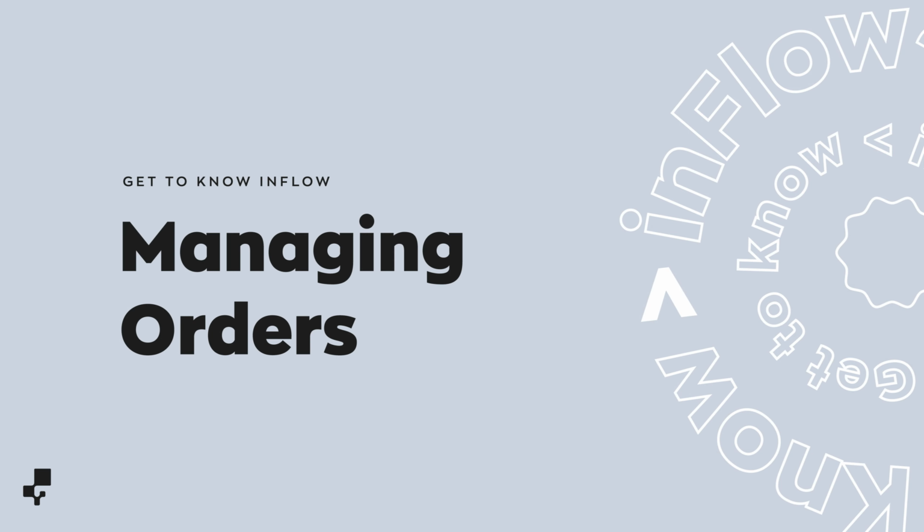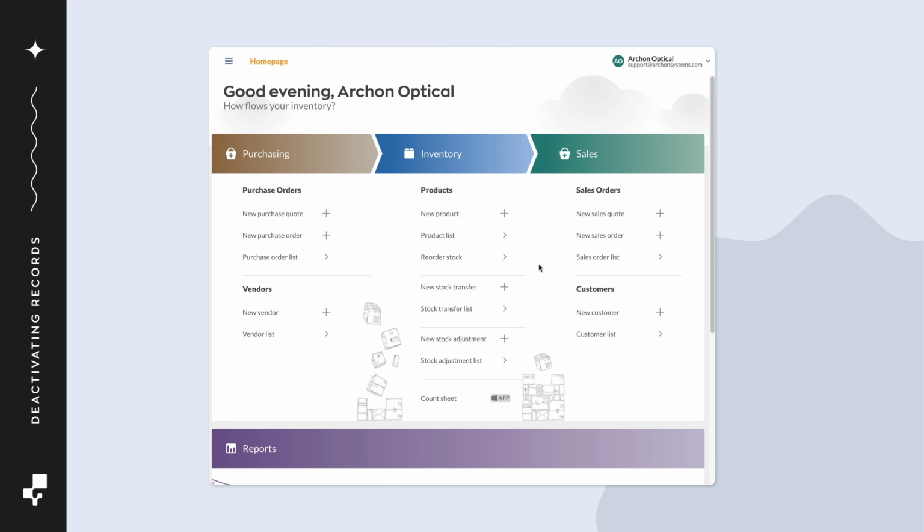Let's take a look at orders. Orders in inFlow can be canceled rather than deactivated, but inFlow will treat canceled orders like deactivated products. For this example, we'll take a look at sales orders. From the homepage, click on the sales order list and open an order you want to cancel.